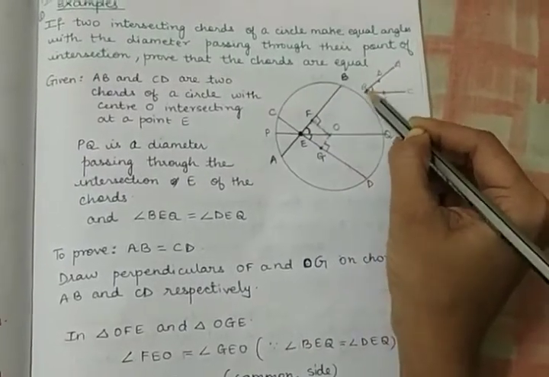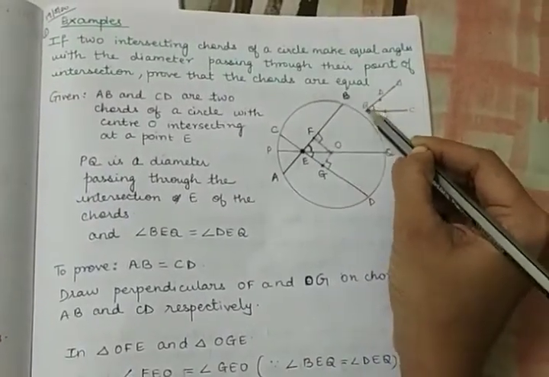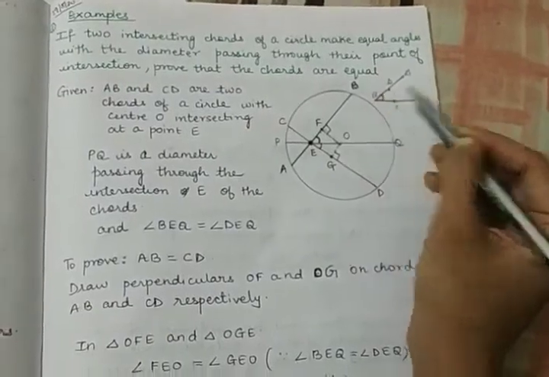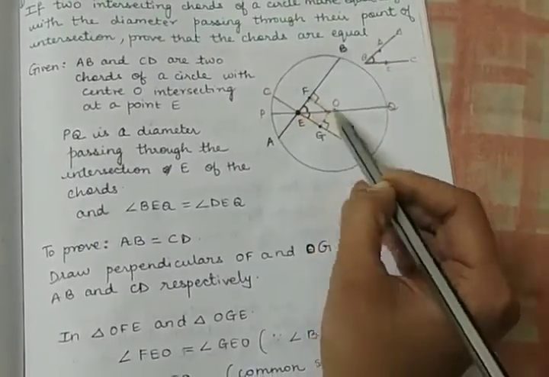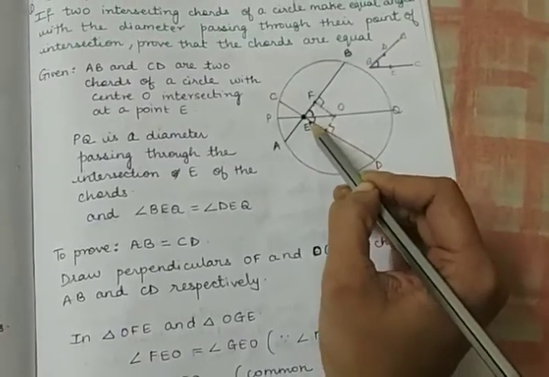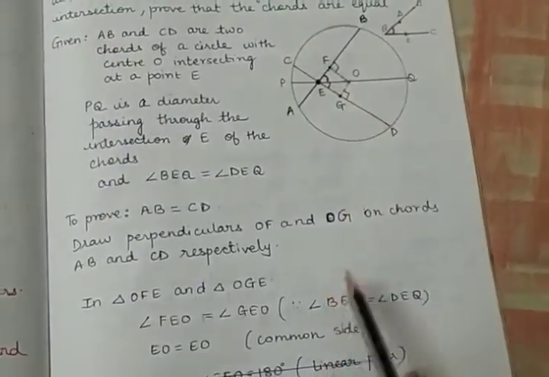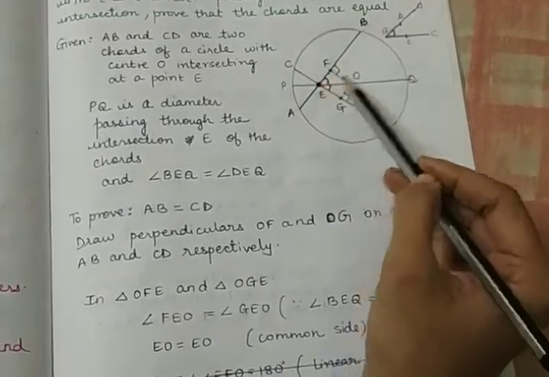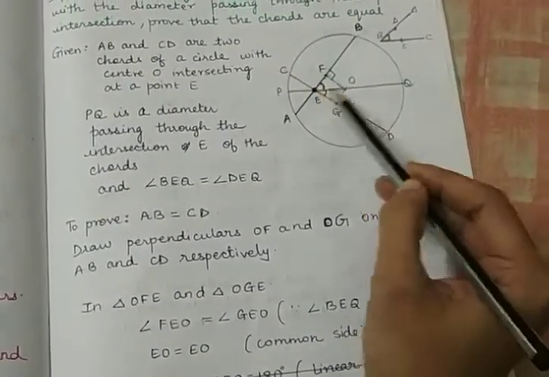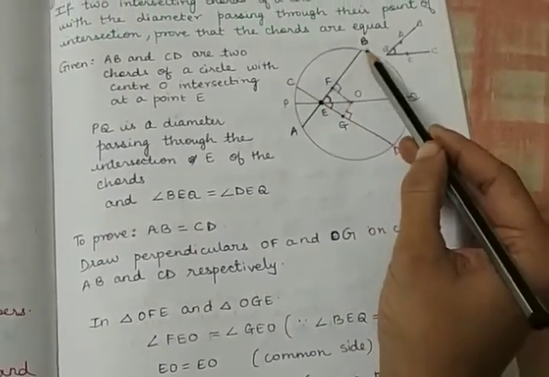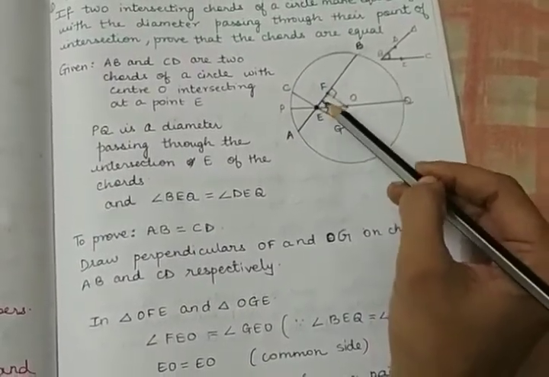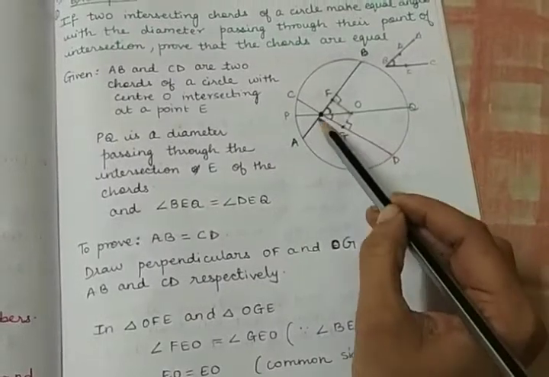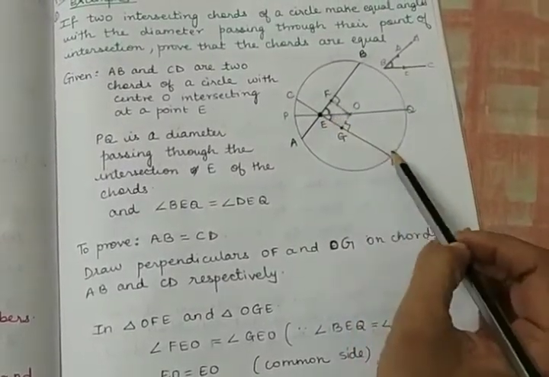So instead of taking this big angle, I can take even this, correct? This also will have the same angle. So angle FEO will be equal to angle GEO. What is the reason? Because we know angle BEQ is equal to angle DEQ. So FEO is part of this angle, correct? So it is the same angle. And GEO is the same angle as DEO.